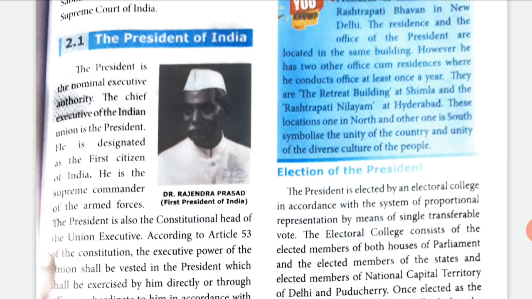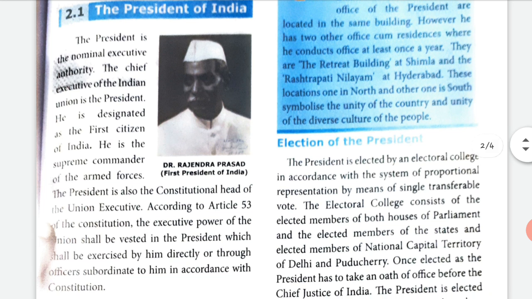So the President is the nominal executive authority. So he is the basic executive, a person who can put forward or execute the laws put by the government. The chief executive of the Indian Union is the President. So who is the main executive person of the central government? It is the President. Union means central, remember that. He is designated as the first citizen of India. So he is actually the first citizen of India.